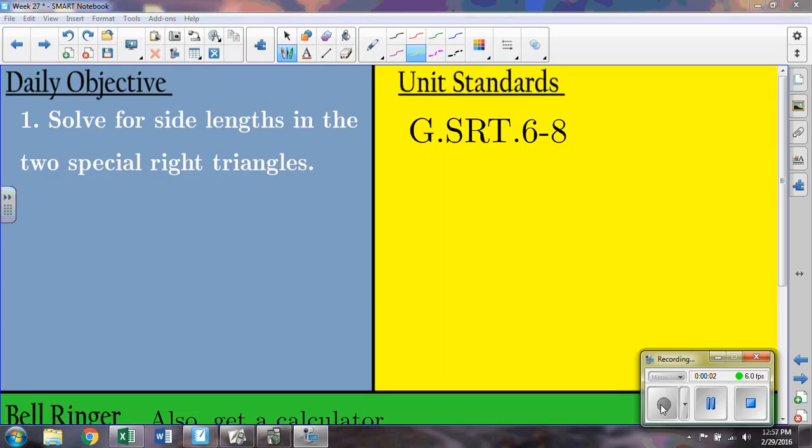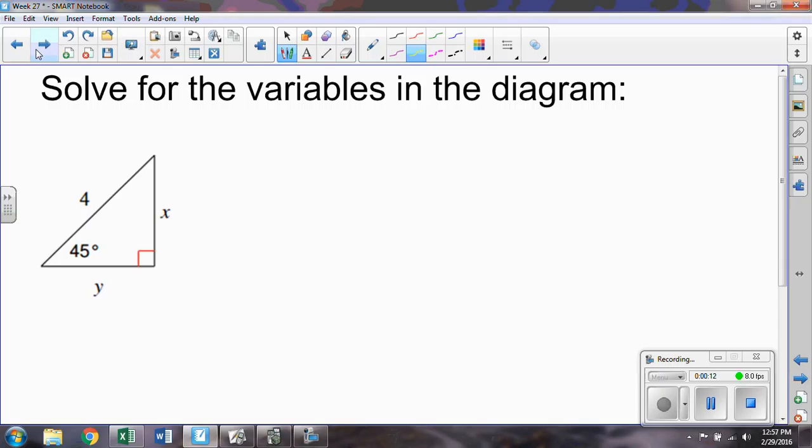In this video, we have just a single objective. Find side lengths of special right triangles. Now, before we launch into the specific details of that, I'd like to examine things that we've already done.